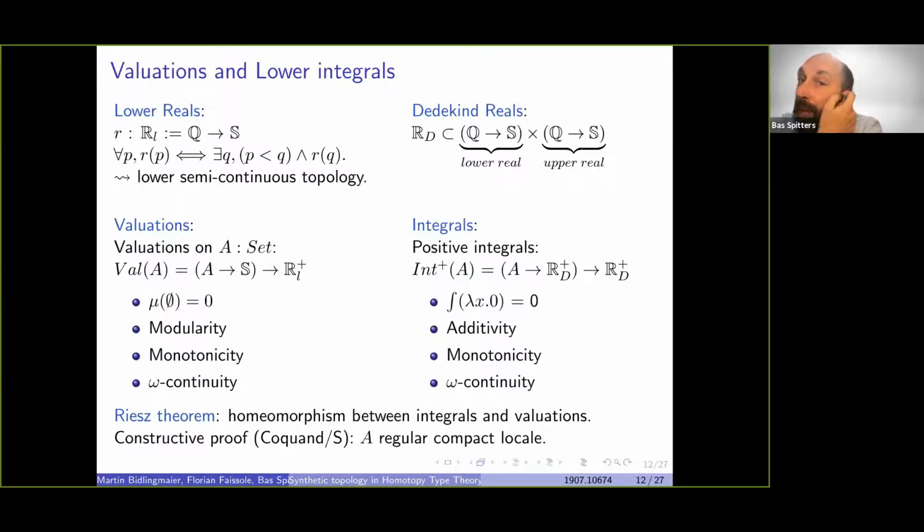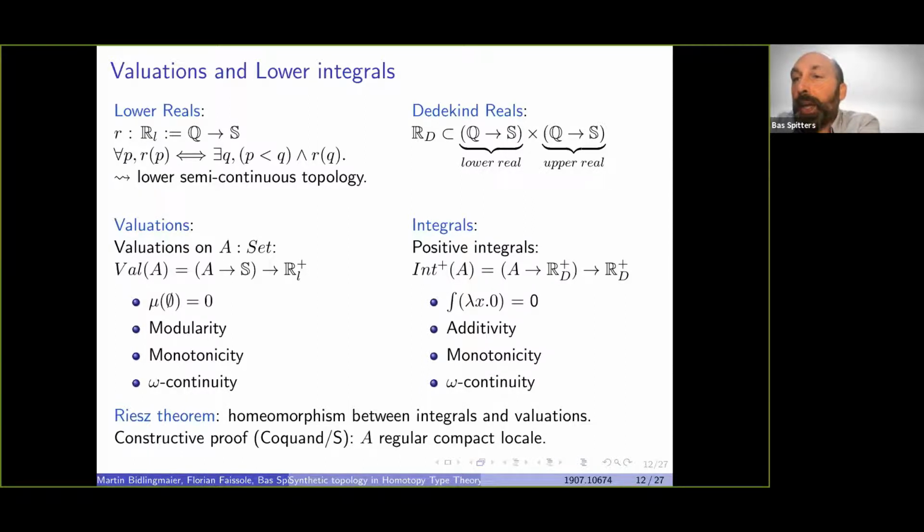Moreover, it should satisfy a number of axioms, and those are just the ones you would expect. It is monotone, it satisfies the modular law, it is omega continuous, so it maps increasing sequences to increasing sequences, and at 0 it's 0. And then we could consider an integral. The nice thing about integrals is they are actually continuous. So if we look at any map from a space A to, say, the positive Dedekind real numbers, we would actually get a continuous map from that space to the Dedekind real numbers.